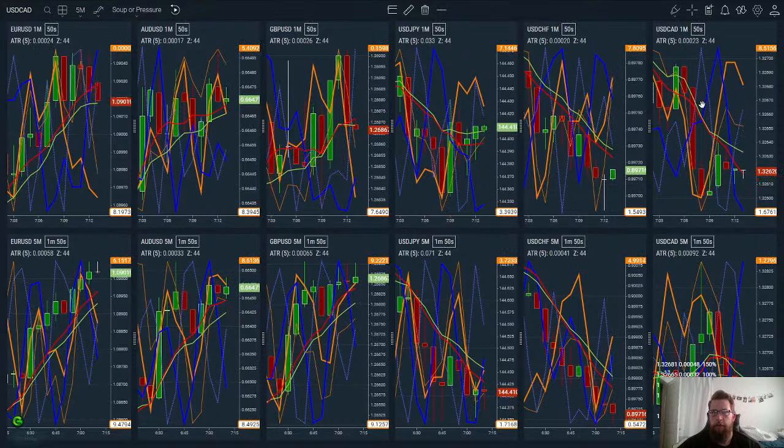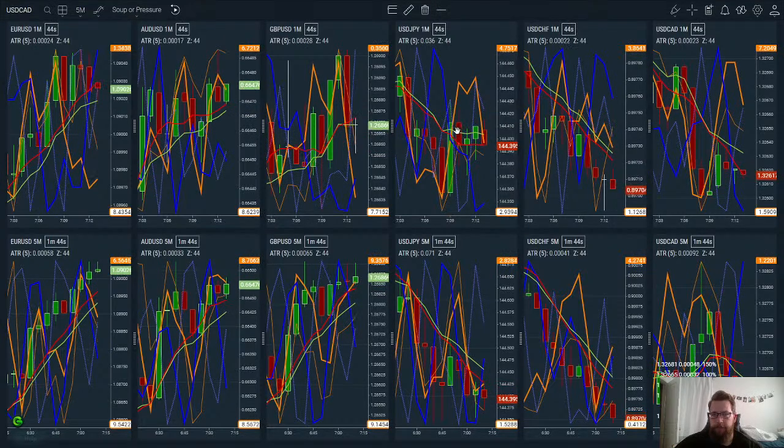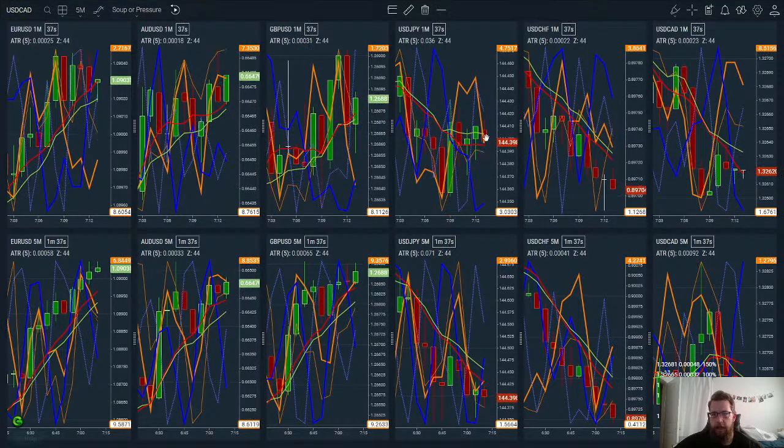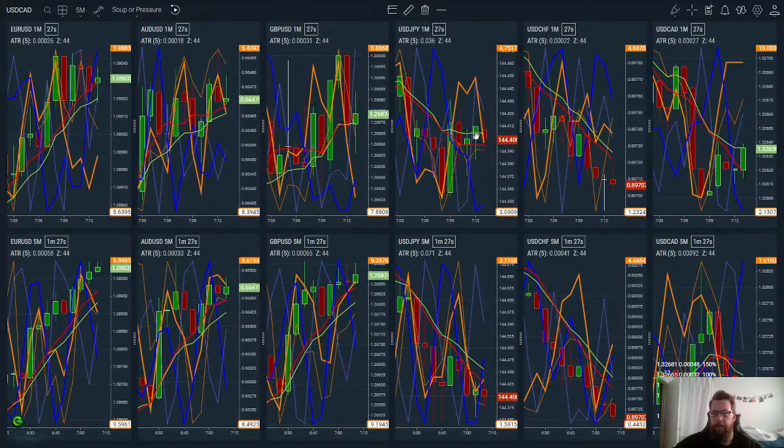Possible opportunity to short the yen. Ideally, we want this red to cross on the top, on the pressure here. So when we're looking at the pressure, we're looking at the direction that it's facing, but also whichever color is on top.